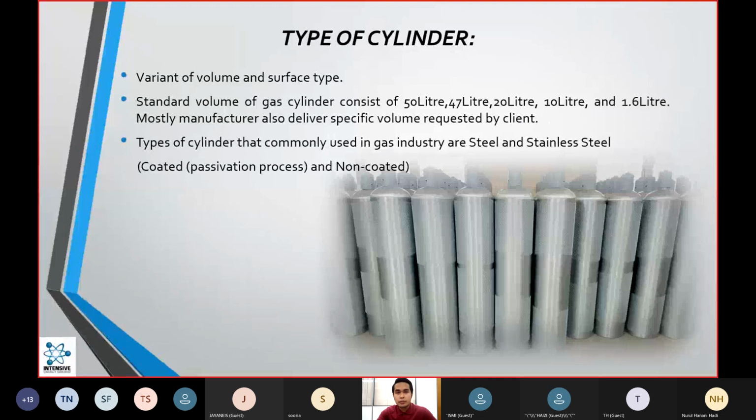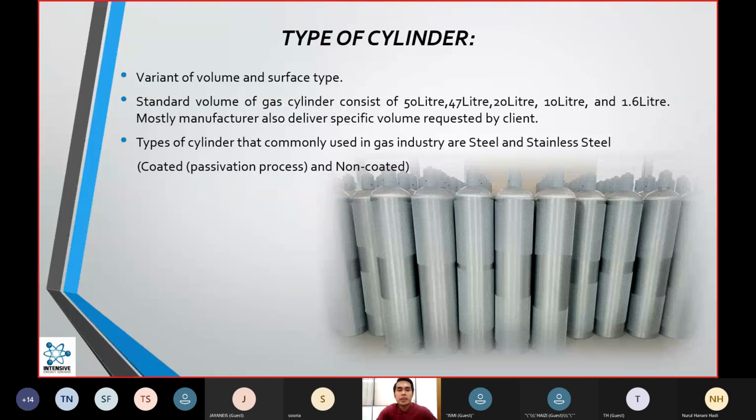Okay, type of cylinder. Cylinders have variants of volume and surface type. Standard volume of gas cylinder consists of 50 liter, 47 liter, 20 liter, 10 liter, and 1.6 liter. This is the common size, the common volume of gas cylinder. Mostly manufacturers also deliver specific volumes requested by the client. So if the volume that the client needs isn't here, you can just request it from your manufacturer.